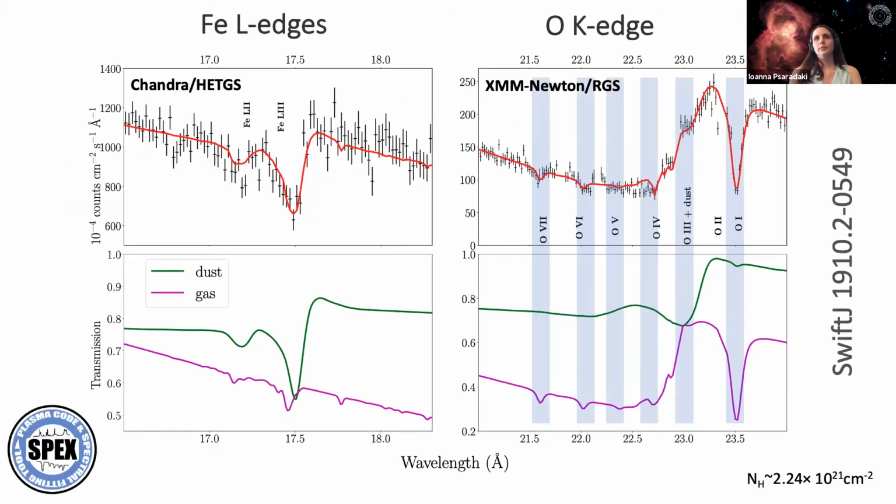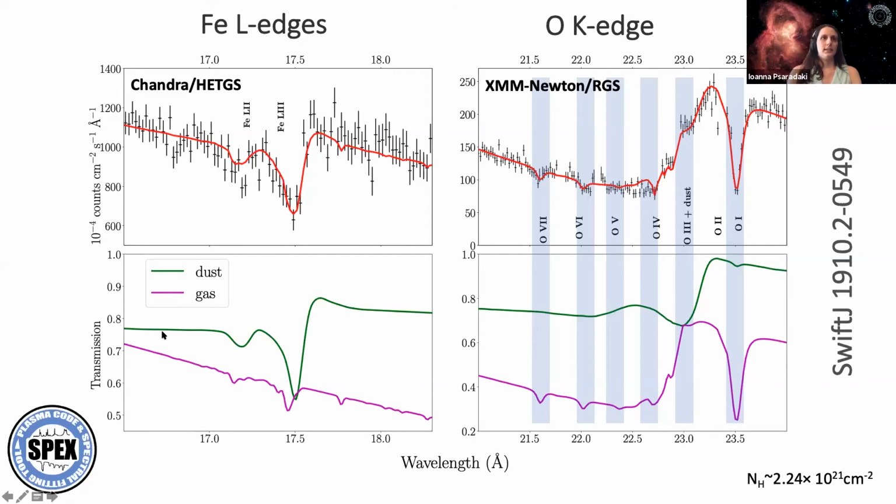This is one example for one source, with this column density. And here you can see the Chandra HETG spectrum and the XMM-Newton spectrum. So basically what we do is combine the capabilities of both X-ray satellites that carry high resolution X-ray instruments, so that we can have the maximum spectral resolution in the X-rays for the edges of our interest. So we use Chandra for the iron and XMM-Newton for the oxygen.